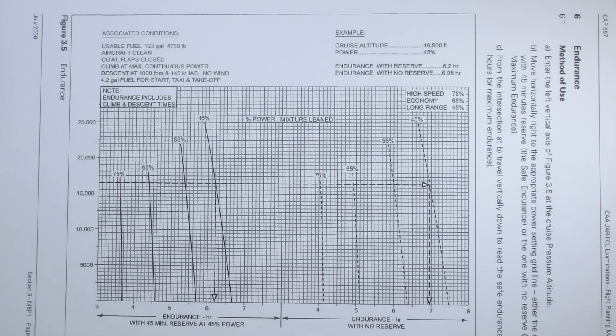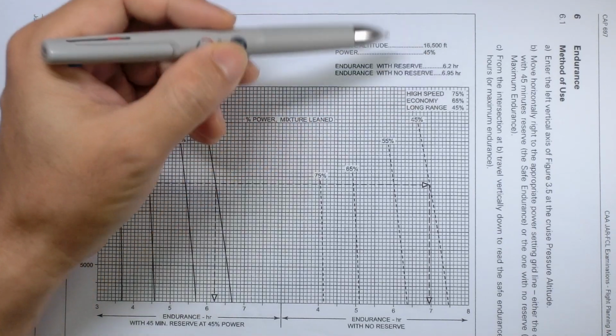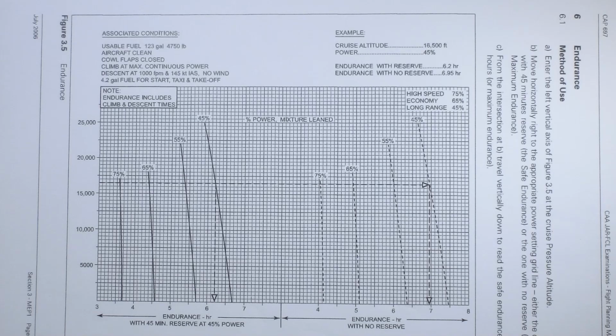This is figure 3.5, and just like all the other tables and charts in the CAP697, there is a worked example with a solution. We will not be using the worked example, we will be using our own numbers so that you have another example that you can fall back on or practice. And you can of course check your answer against the solution to make sure that you've executed the correct technique.